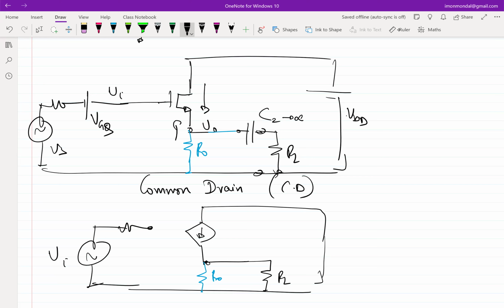So when somebody says use a common drain architecture, essentially what one means is this. There is another terminology that is used. It is also called a source follower architecture.